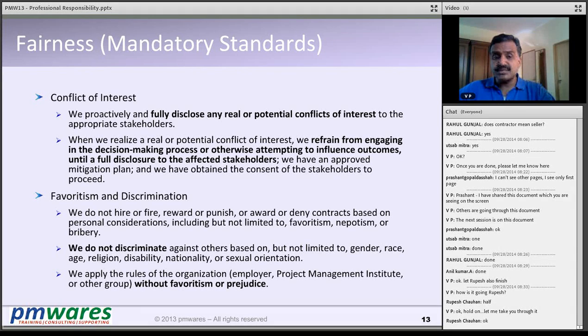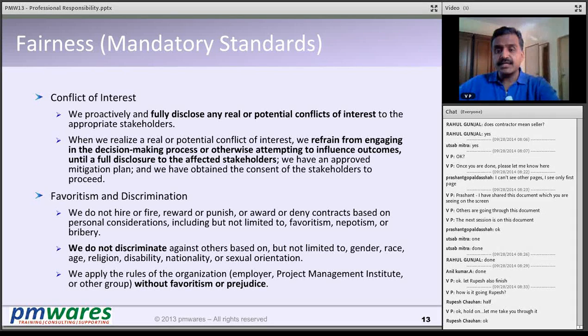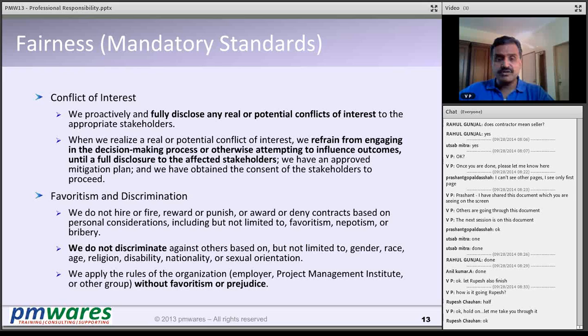We should not discriminate because of gender, sexual orientation, nationality, disability, religion, race, age, or anything which can bring a discrimination. We should not discriminate because of that. We should be doing this without favoritism, no prejudice.